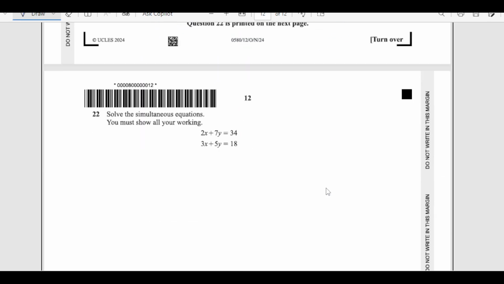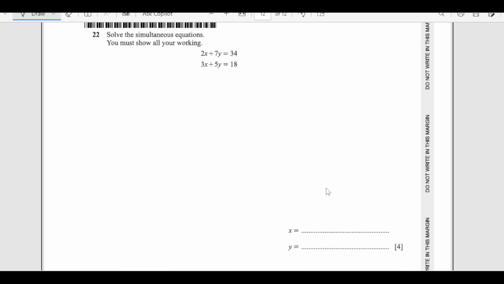Okay. Now number 12, I think this is the last question of this paper. So we have 2 simultaneous equations. You must show all your working. We need to solve. Solve means we need to find out the values of x and y. So in simultaneous equations, we have to make either the coefficient of x equal or the coefficient of y. I can see here these coefficients of x are small, so it's easier to make that the same.